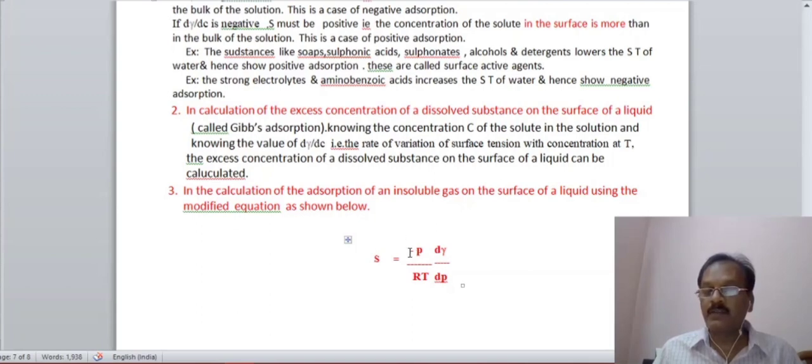Instead of C, you can make use of P because the gases are there. Now we can consider the vapor pressure, the pressure of the gas, and also dP. Instead of dC, you can make a dP. And with the help of this equation, we can also calculate the adsorption of insoluble gases on the surface of liquid. So these are the important applications of the Gibbs adsorption equation. So this is all the discussion about the study of the Gibbs adsorption equation.